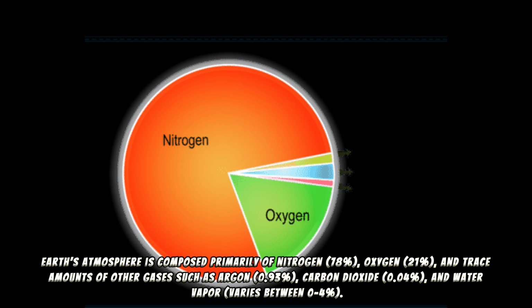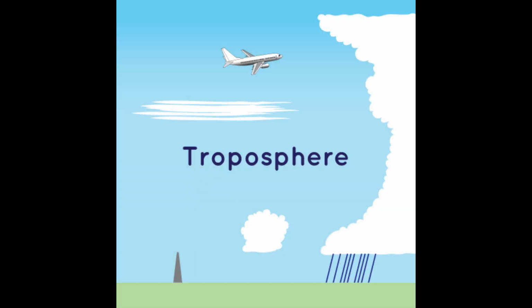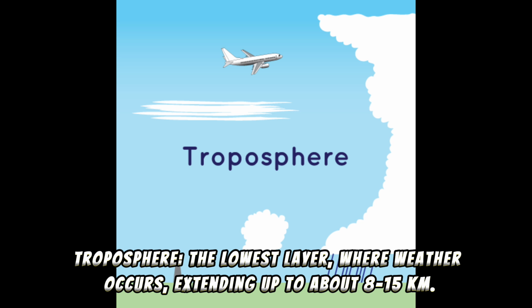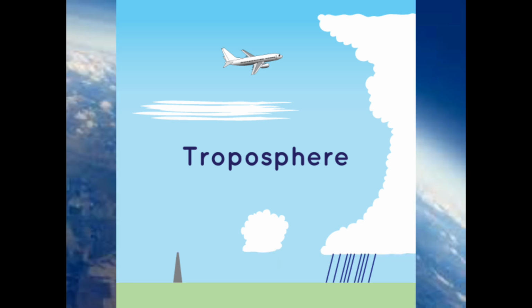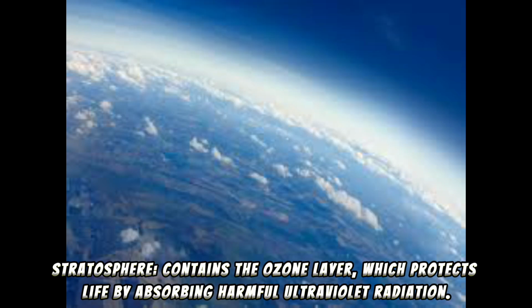Earth's atmosphere is composed primarily of nitrogen, 78%, oxygen, 21%, and trace amounts of other gases such as argon, 0.93%, carbon dioxide, 0.04%, and water vapor, which varies between 0 to 4%. Troposphere, the lowest layer, where weather occurs, extending up to about 8 to 15 kilometers. Stratosphere, contains the ozone layer, which protects life by absorbing harmful ultraviolet radiation.